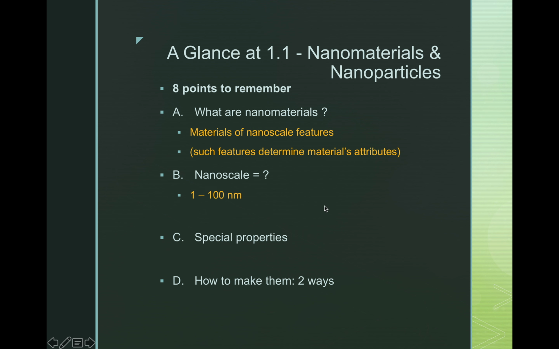The second one is, what is nanoscale? Nanoscale means 1 to 100 nanometers. Within this range, we are all talking about nanomaterials, nanoparticles, nano stuff, etc. One important thing here is that it actually can be longer than 1 nanometer. As long as it's smaller than 100 nanometers, that's okay. It's still a nanoscale material.